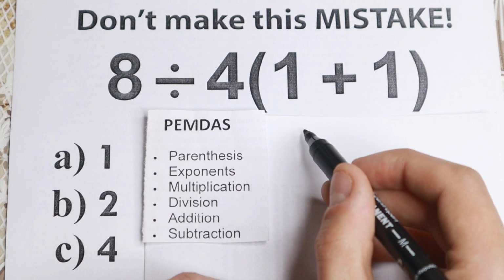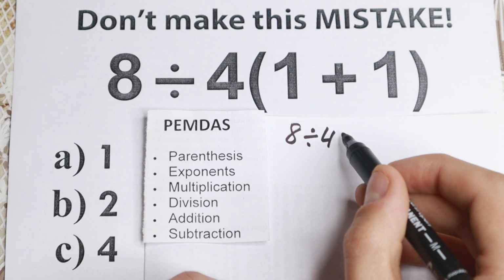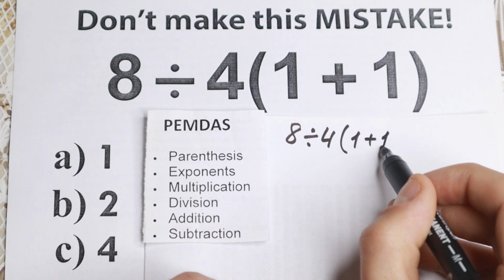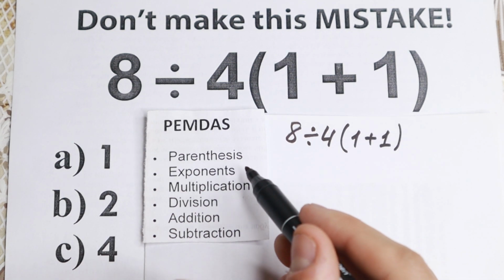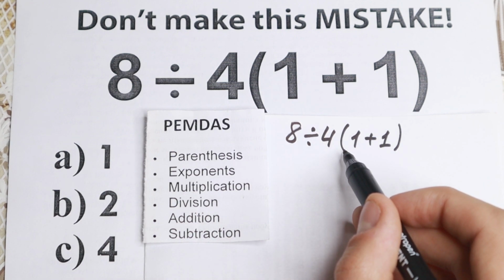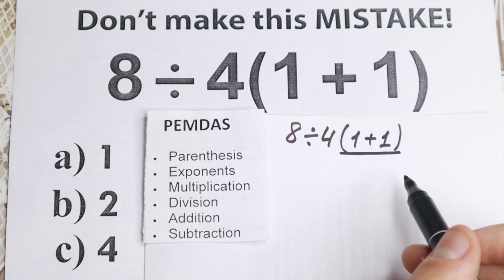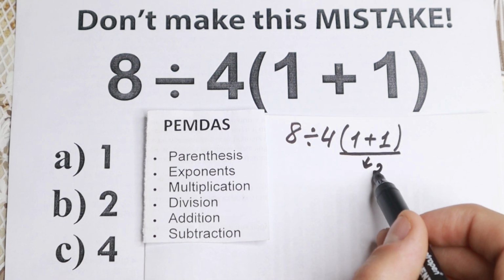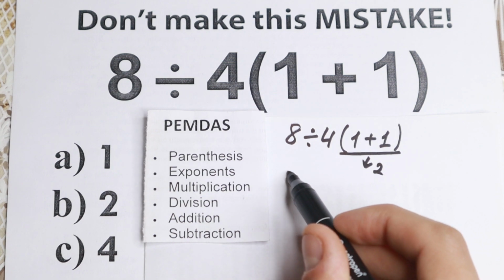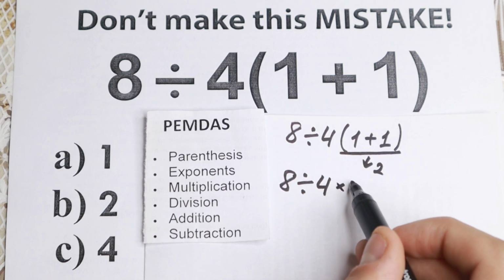So I rewrite this problem once more. 8 divided by 4 and in parentheses 1 plus 1. The first step is parentheses in both methods, so there will be a mistake if we don't start with these parentheses. So in parentheses we have 1 plus 1, which is equal to 2. Yep, so right here we have 2. So I rewrite this problem because in the beginning we have 8 divided by 4 and times 2.